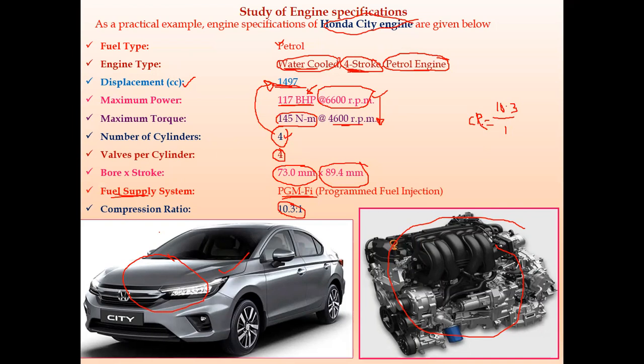Now, I will make this video into two parts so that we get an idea of different parts. In the first part of this video, we have seen the study of engine specification. Now in the second part of the video, we will see the specification of two-wheelers. What are the different parameters used for specification of two-wheelers?